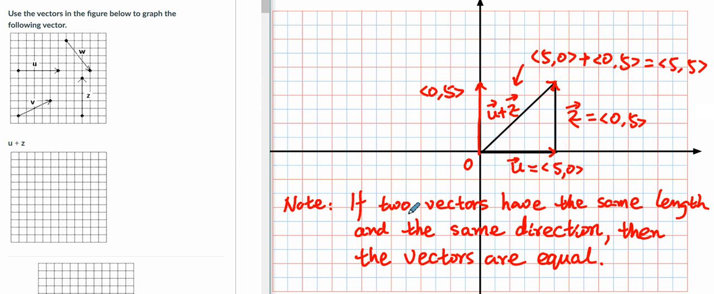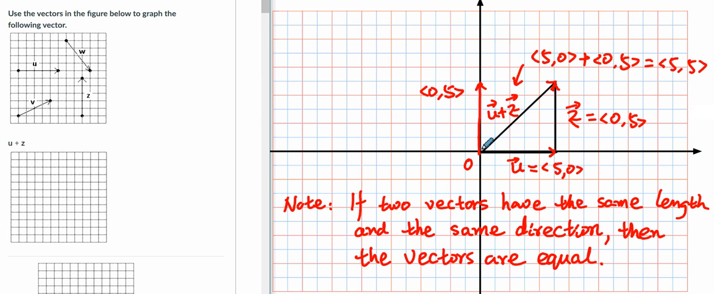The second thing is that if two vectors have the same length and the same direction, then the vectors are equal. Here we have from origin up to this far, it's 0, 5. The ending point is 0, 5. This vector has the same direction as the one here, and the same length. So we say those two vectors are actually the same.